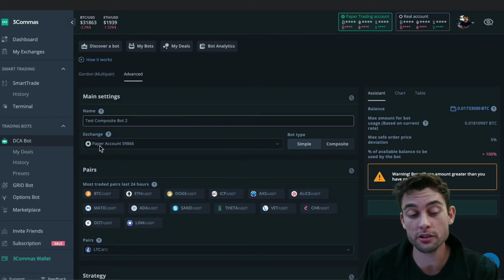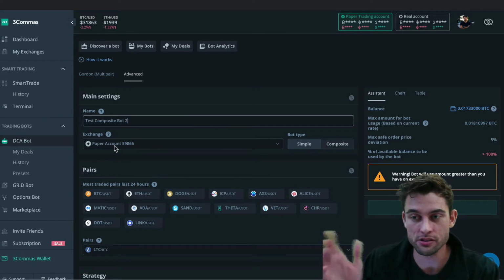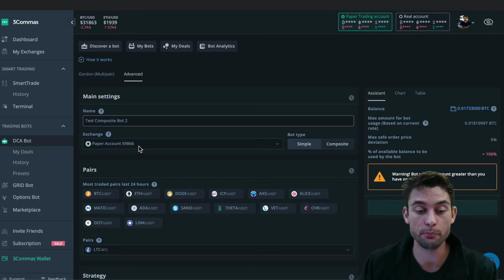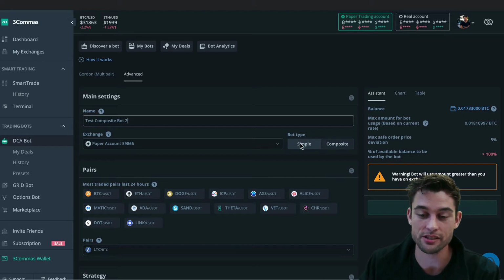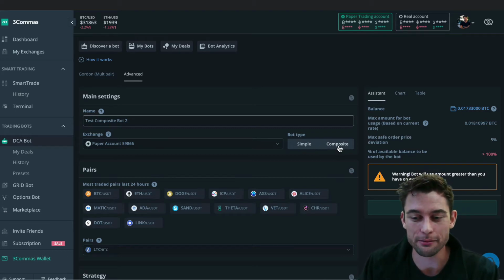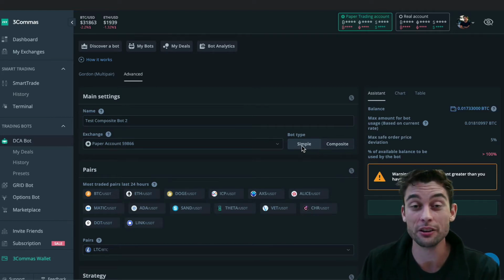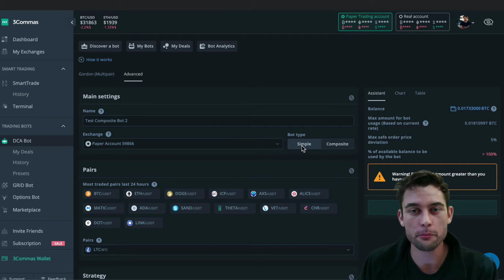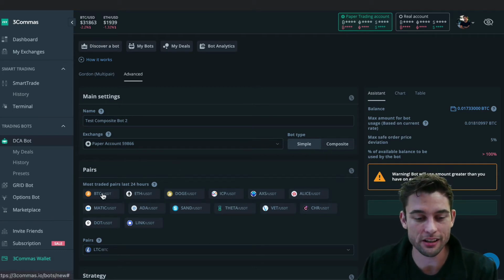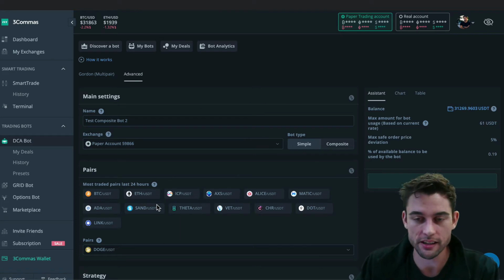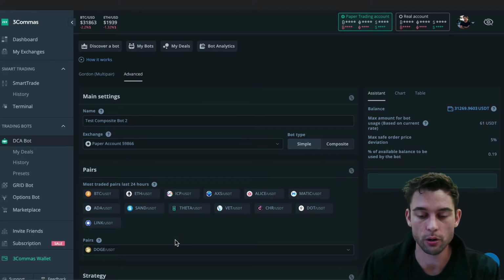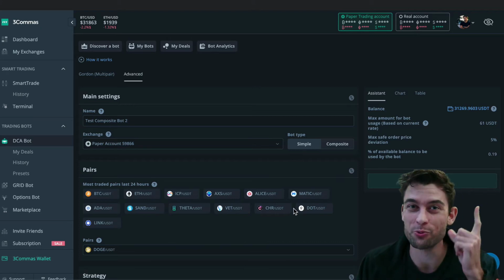The exchange, we're going to be using the paper account. If you want to use this on your real account, that's fine, but I'm using the paper trading account for this bot. And here is where the magic happens. Instead of just using a simple bot, we're going to be using a composite bot. So once again, if this is on simple, that means that you can only trade one pair per bot. So you can only trade just Bitcoin USDT or just Ethereum USDT or just Doge-USDT or any of these things against Bitcoin if you choose to go against Bitcoin pairing. But you can only choose one.